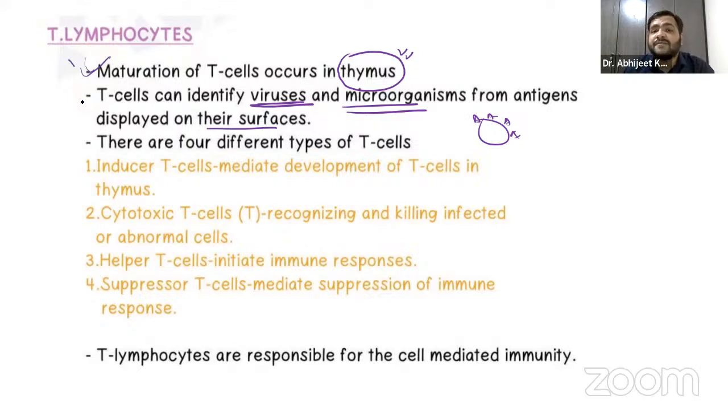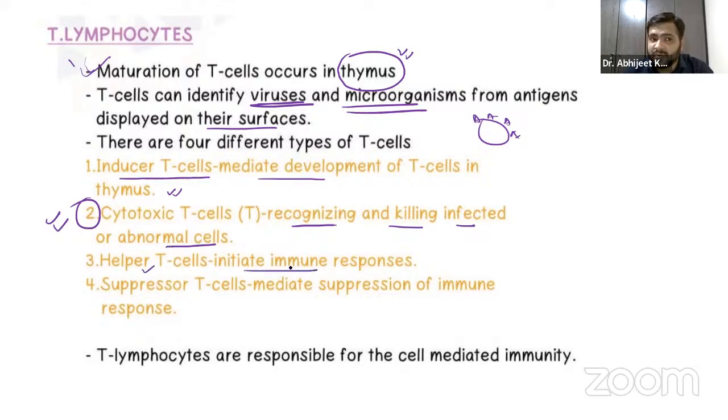Remember, guys, we have four different types of T cells. The very first one is the inducer T cells, which mediate development of T cells in the thymus. The cytotoxic T cells, very important, recognize and help in killing the infected or abnormal cells. The helper T cells initiate the immune response. Obviously, helper will try to help or initiate the immune response. The suppressor T cells mediate suppression of the immune response, right?